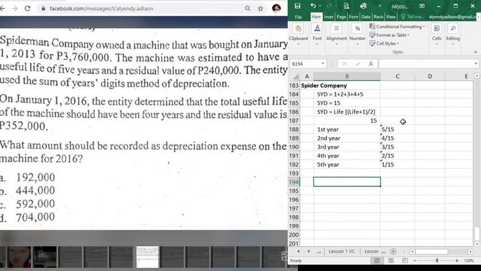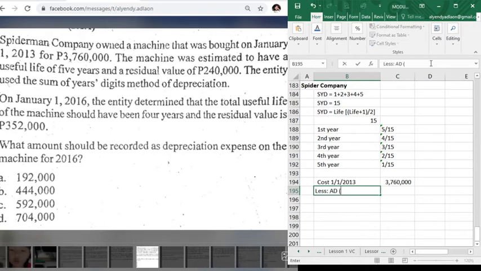Now, since for this problem, no, gi-purchase man siya on January 1, 2013. Nag-change og useful life January 1, 2016. So that is for 3 years pod, no, nga nagamit ta sa SYD. So what are we gonna do is to compute for the carrying amount using the SYD method. Okay? So we have the cost. So this is the cost on January 1, 2013. So, pila man na siya? 3,760,000.